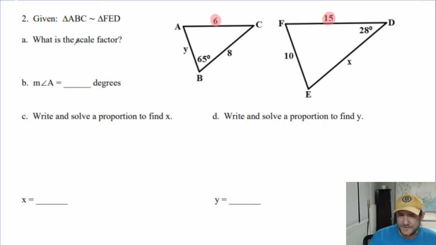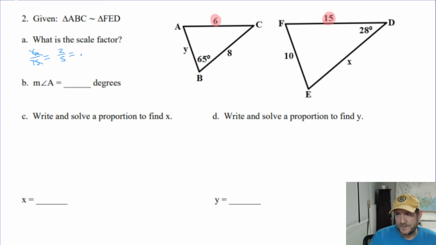Now they're asking for the scale factor, but we actually have no idea which one is the pre-image or the image. So this would be one of those times where you might want to say that your scale factor is 6 over 15 or 15 over 6. We don't really know which. But either way, if I'm giving 6 over 15, do make sure you simplify. They're both divisible by 3. So you get 2/5.